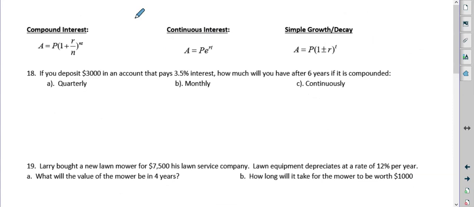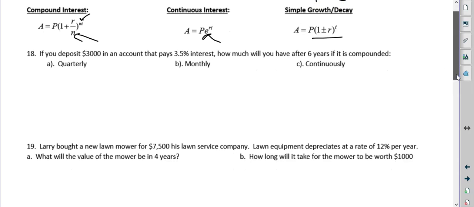All right, number 18. So we have our formulas up here. Compound interest, right? Compound because we have these extra n's in here, okay? And then we have continuous, continuously. Anytime you have the e, it's continuous interest. And then we have simple, growth or decay, growth being plus, decay being minus, okay? So if you deposit $3,000 in an account that pays 3.5% interest, how much will you have after 6 years if it is compounded quarterly, monthly, continuously?